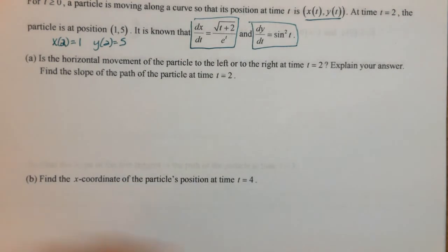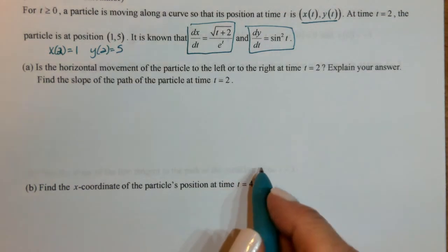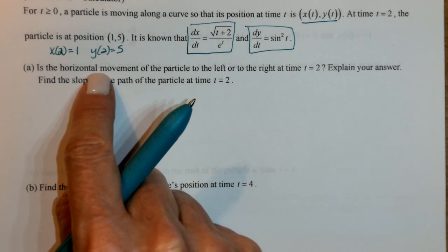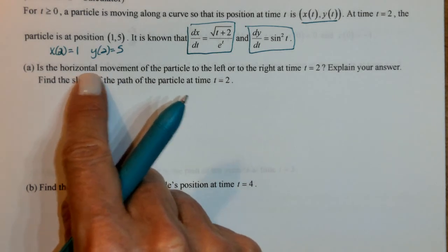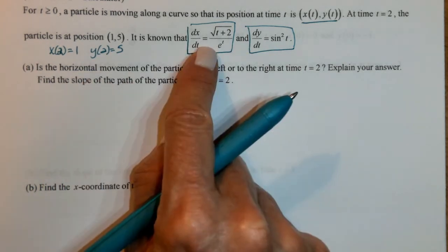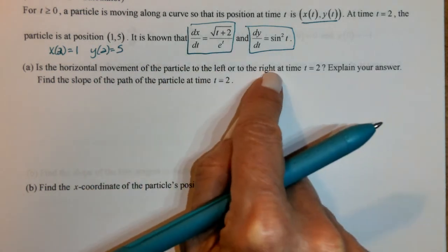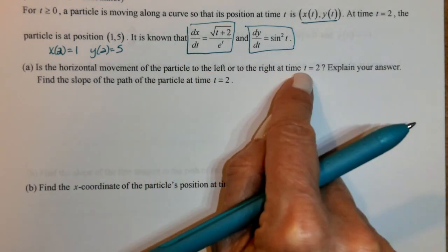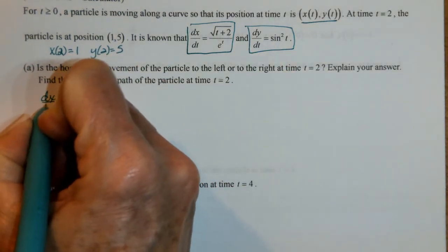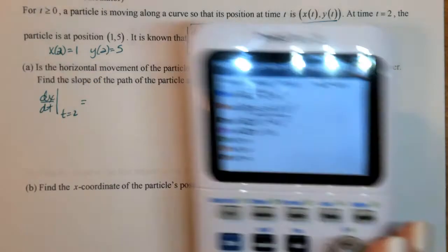Okay, part A. Is the horizontal movement of the particle to the left or to the right at time 2? Horizontal movement, remember back from last unit, only deals with x prime, which they give us. So they're asking, is x prime positive or negative at time 2? Well, that's really easy to find out. dx/dt at time 2 is equal to what? Well, that's just our calculator.